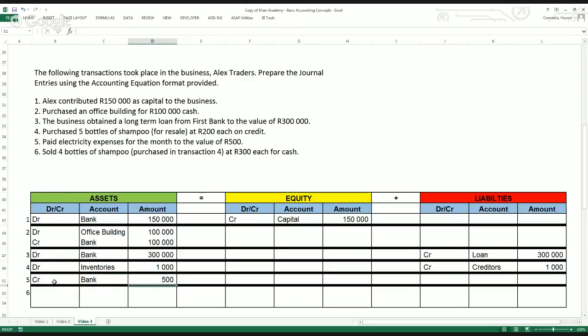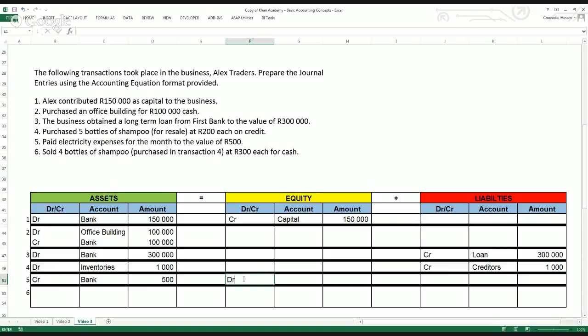What else is happening? You are paying your electricity account. Now, where does electricity fall under? It's an expense. Expenses fall under equity. The question we've got to ask ourselves is, is this expense making me richer or poorer? What effect does the expense have on my equity? It currently makes me poorer, so therefore it decreases my equity.